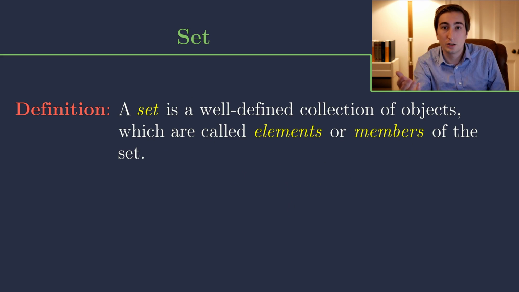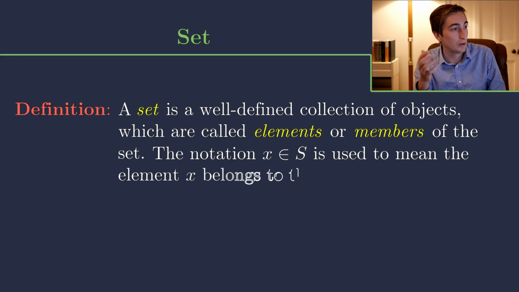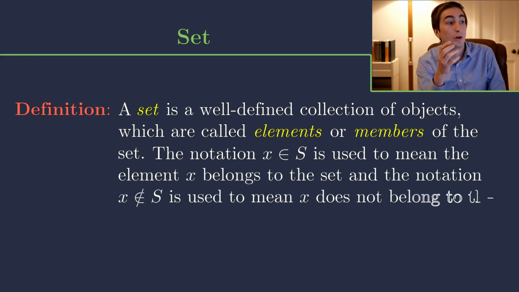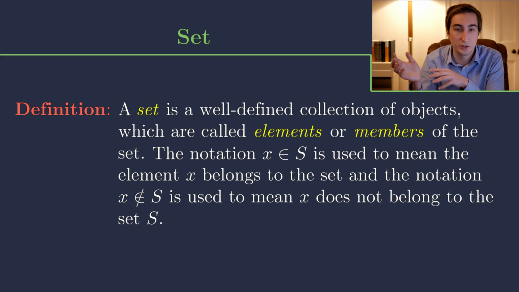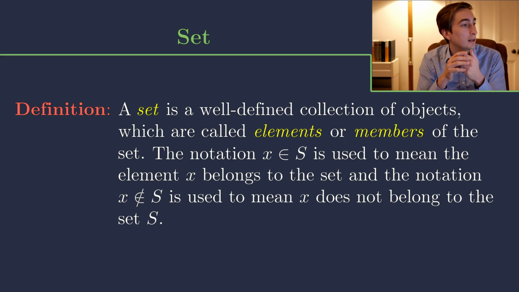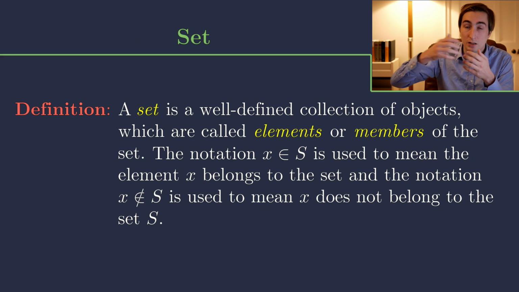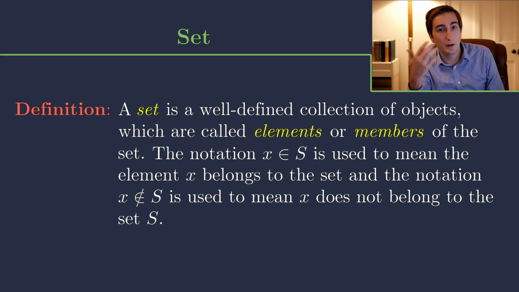We use this notation to say whether or not an element is in the set: we write x epsilon S to say that x is in the set, and we draw a line through the epsilon to say that it is not in the set. This is just our notation to describe what objects or elements are in the set and not in the set. And I said that we would also say what well-defined means.